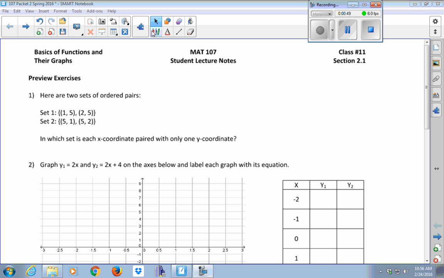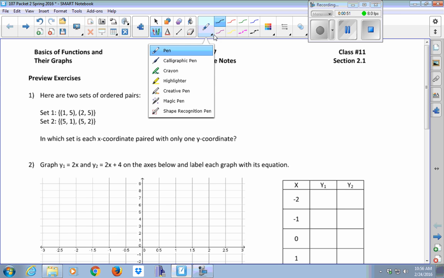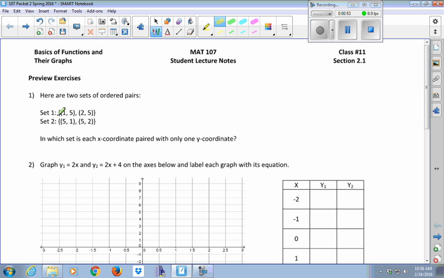Okay, so the first set, the x coordinate 1 is paired with 5, no other number, and it happens to be that 2 is also paired with 5, but that's okay. So here, if you know your x coordinate, you know your y. There's no debate.